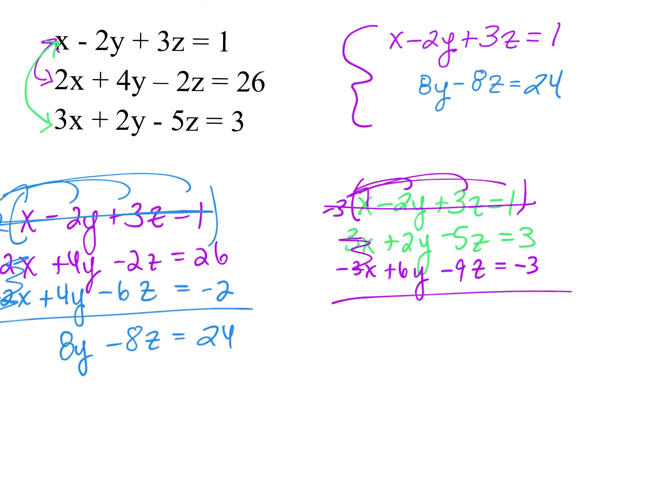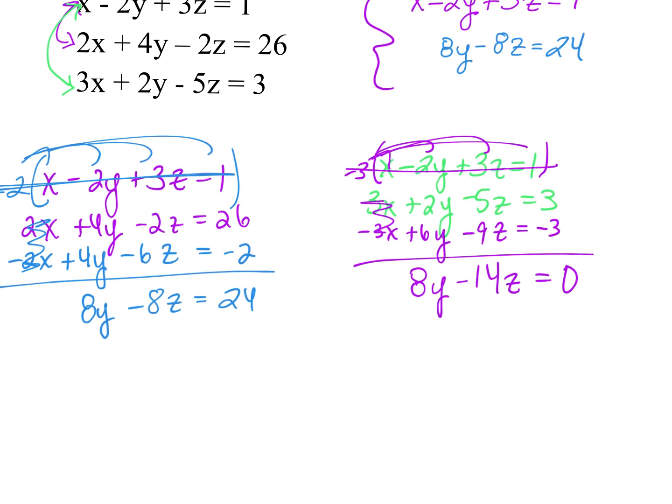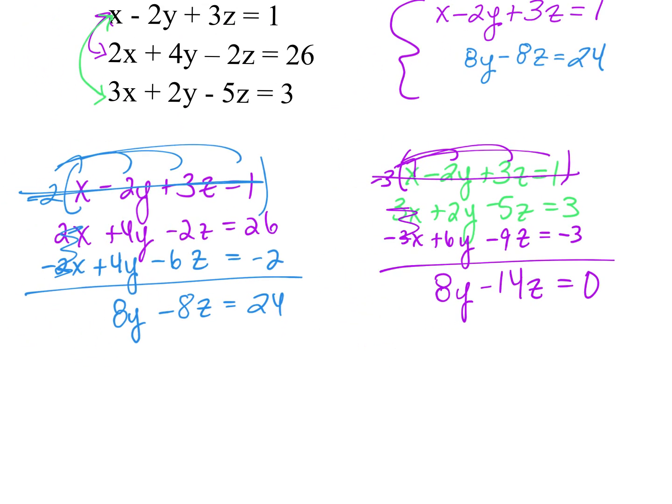My x's cancel. What's a 2 and a 6? 8, good. Going to give me 8y. 5 and 9 gives me negative what? 14z equals what? 0. Okay. So for a second you're like, wait, what? 0, huh? That's okay. I want my last equation just to say z equals.